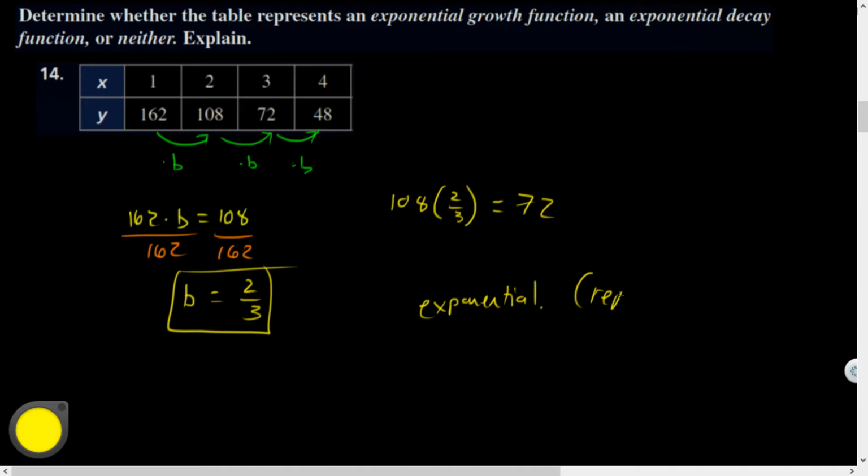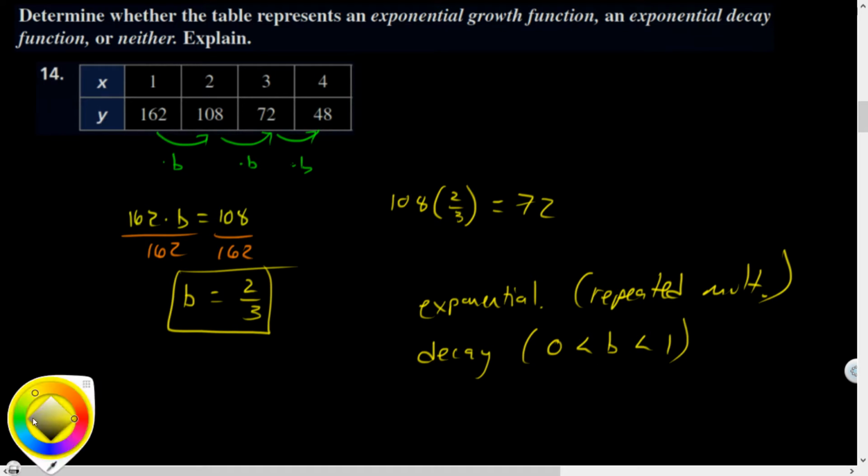Because of repeated multiplication. And is it growth or decay? Well, the fact that my b was between 0 and 1 means that this is decay, because b was between 0 and 1.